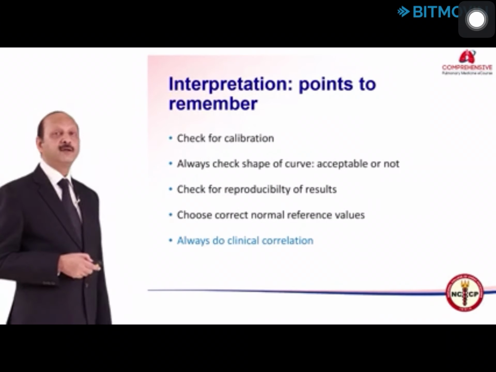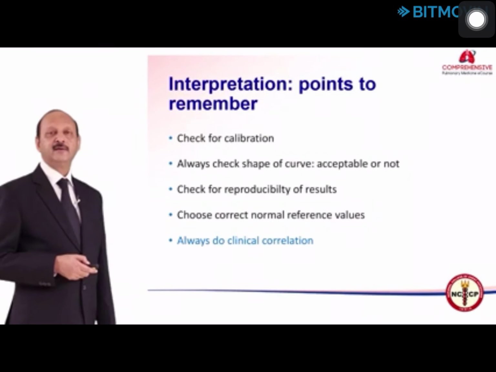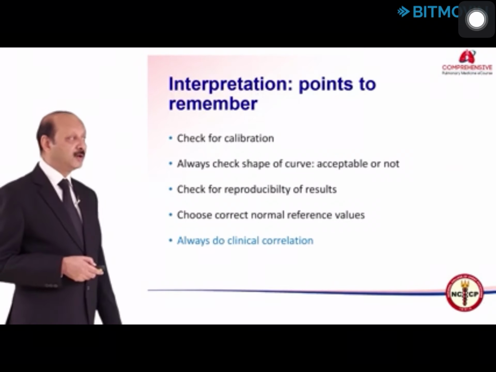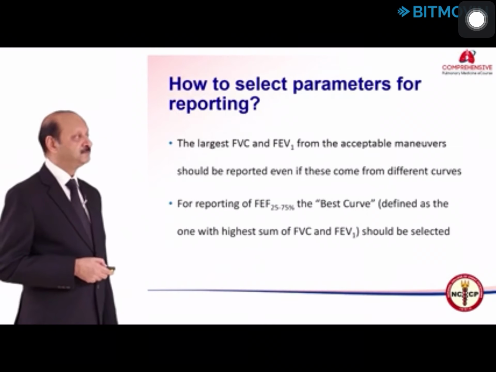On the other hand, we are making a predicted equation for a normal population and we find they are just below the lower limit of normal. Here we can say it is normal because we know he is healthy and he just came to make the predicted equation. So accordingly, it is very important to do the clinical correlation and report the borderline values with caution.